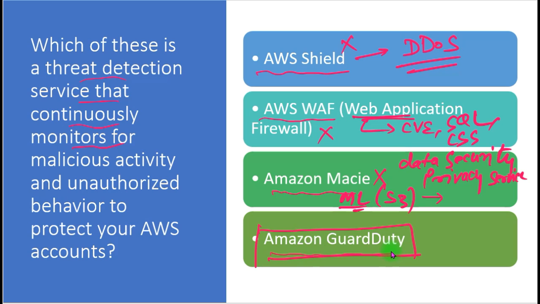Let's understand why. Because Amazon GuardDuty continuously monitors the AWS environment for suspicious activities, like intelligent threat detection, and it also helps us analyze AWS CloudTrail events, or VPC Flow Logs. So this is the correct choice for this question. Now we will talk about the next question.